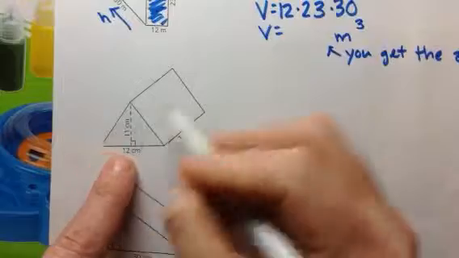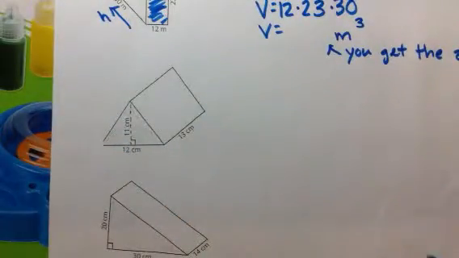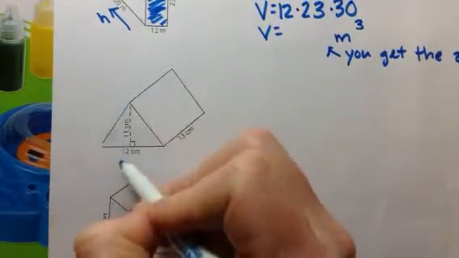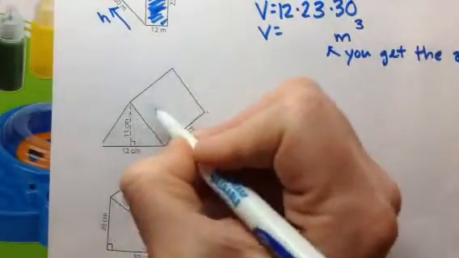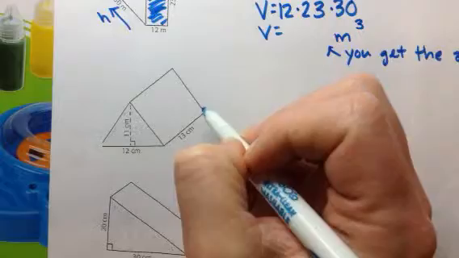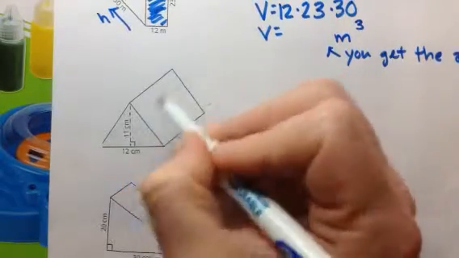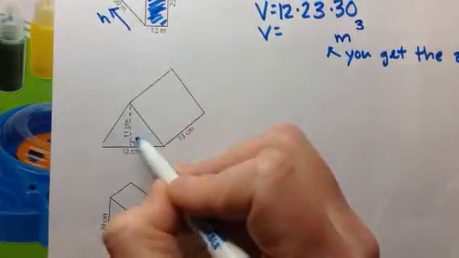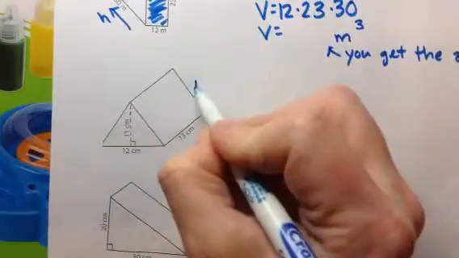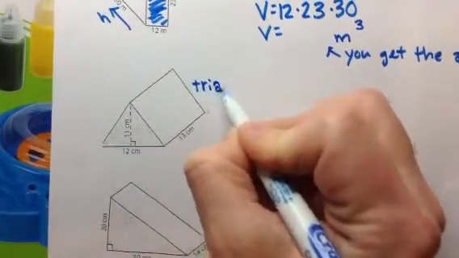Okay, move on. First, I'm going to identify what type of prism it is. I know it has rectangles, but it also has a triangle here on the front and a matching triangle that I can't see on the back. The one that it has two congruent shapes of would be the base. So this is a triangular prism.